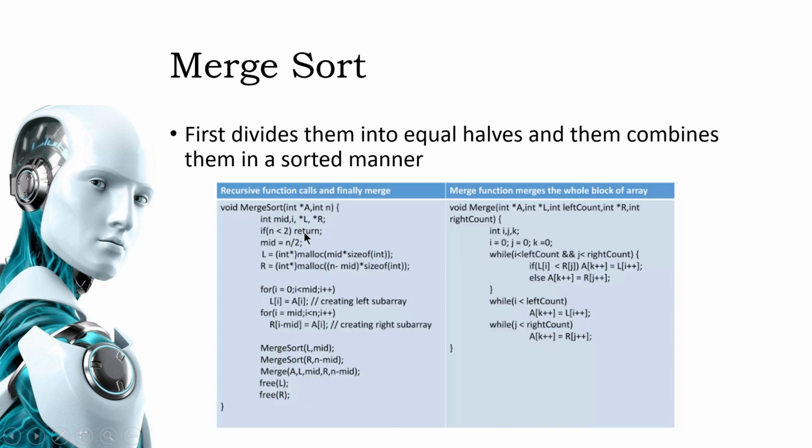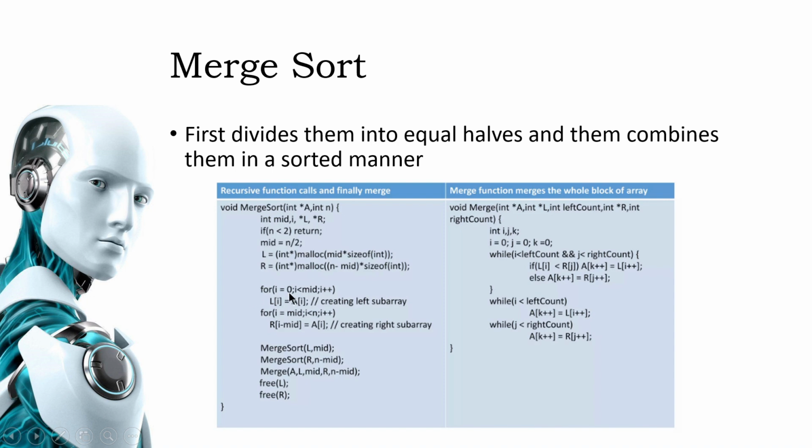It's going to stop. Next we are going to get the middle index, that is n by 2. n is the number of elements, so n by 2 is the middle element index. Next L is equal to malloc. We are going to feed it this middle into size of int, and then R is the right subarray and L is the left subarray. For easily recognizing them, I will just name them L and R.